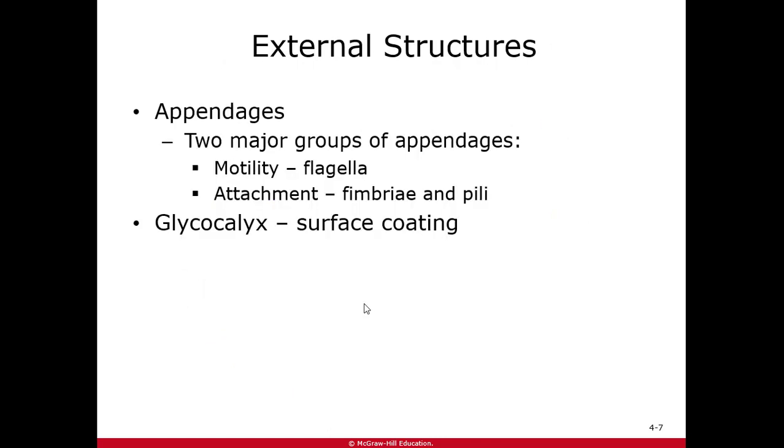Now we're going to start looking at some of the outside structures and work our way in. Some bacteria have different appendages found on the outside. They also have or can have what's known as a glycocalyx outside structure. So we're going to start talking about some of the appendages that some bacteria have. They don't all have these specific structures. A couple of outside appendages are the ones used for motility, the flagella, and ones used for attachment, the fimbriae and the pili.